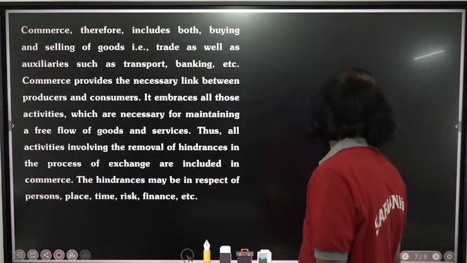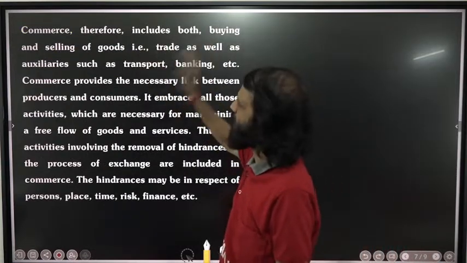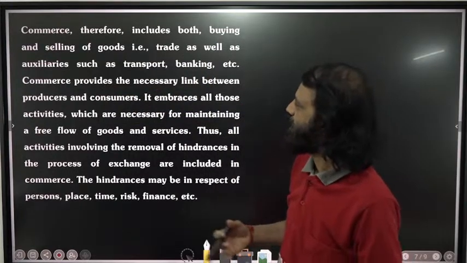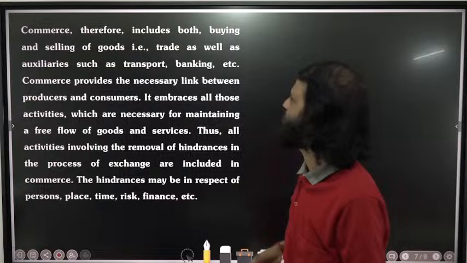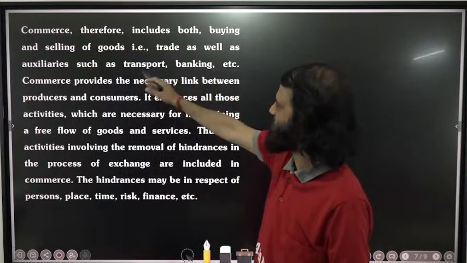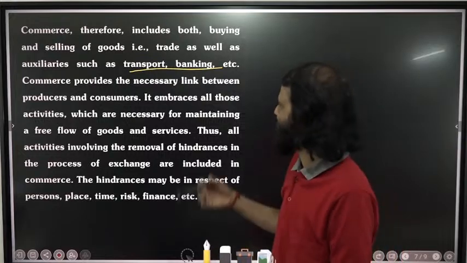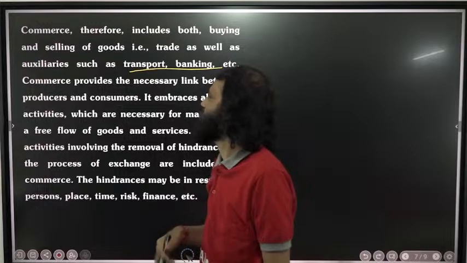Now we can move on to the next point. Commerce therefore includes both buying and selling of goods. So we can say commerce is buying and selling, trade as well as auxiliaries such as transport, banking, etc. So commerce provides the necessary link between producers and consumers.